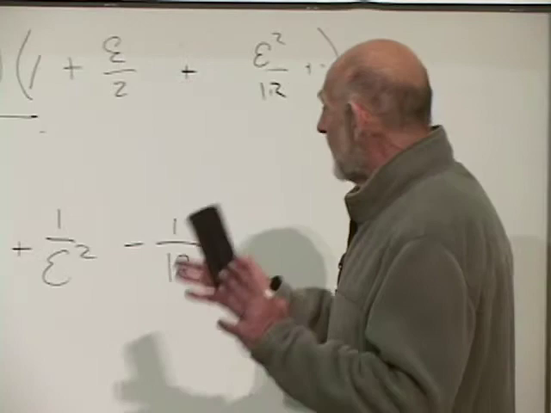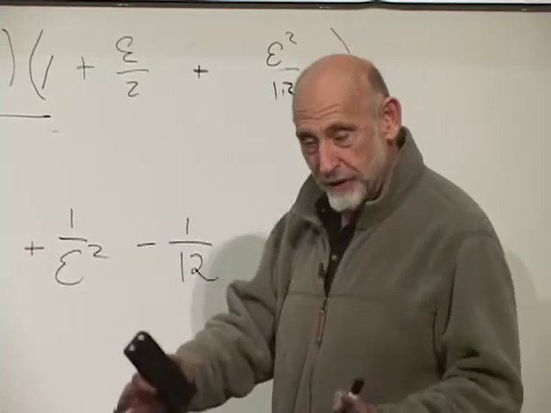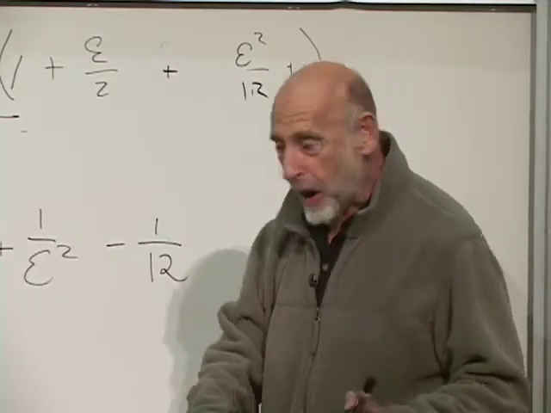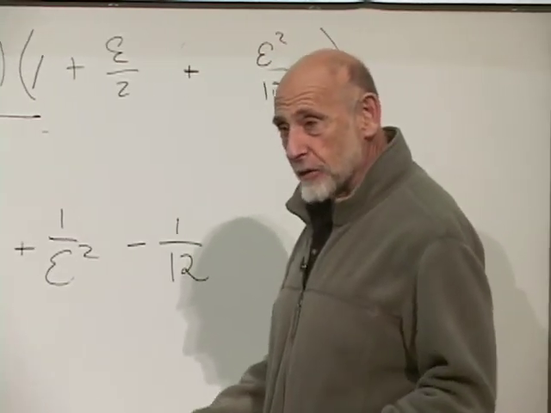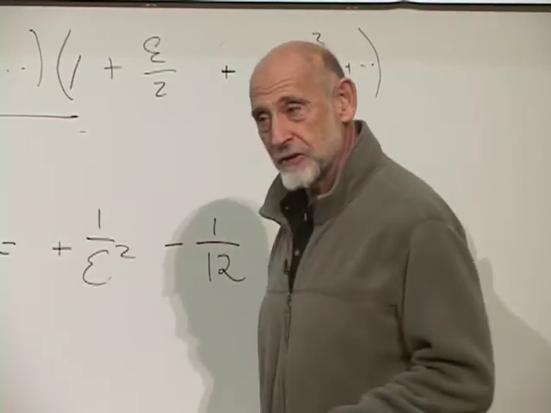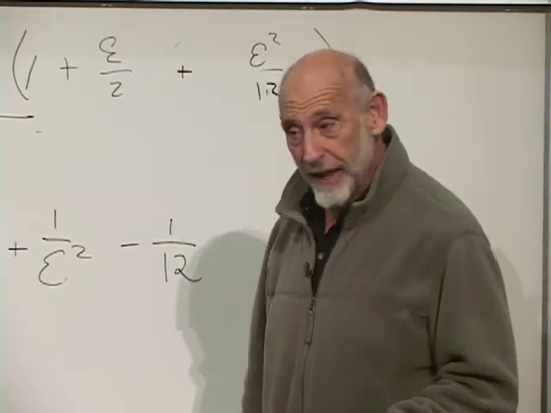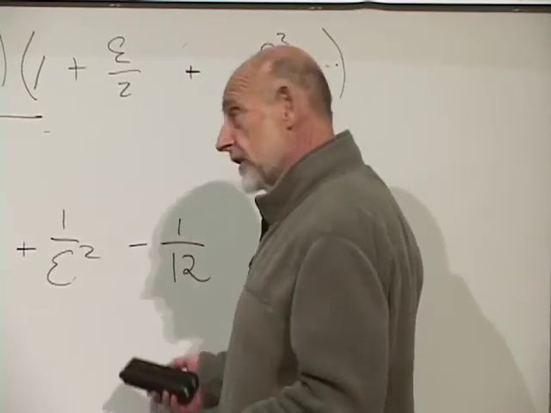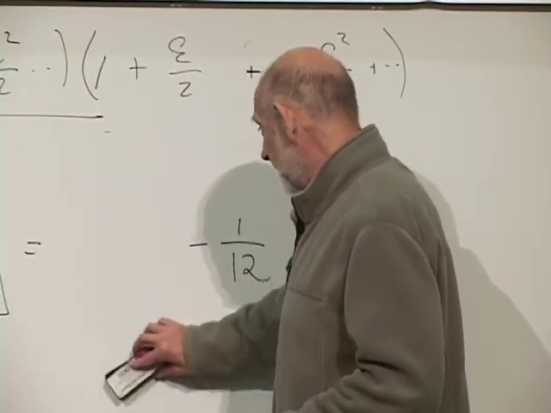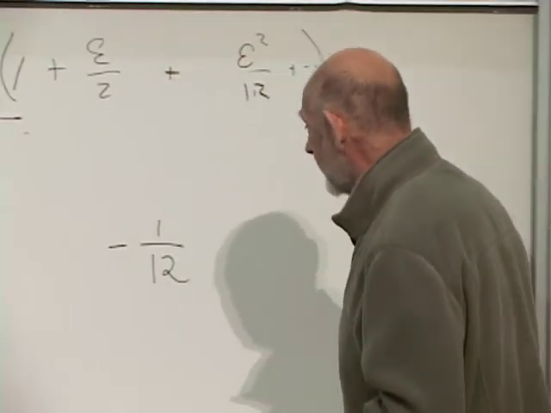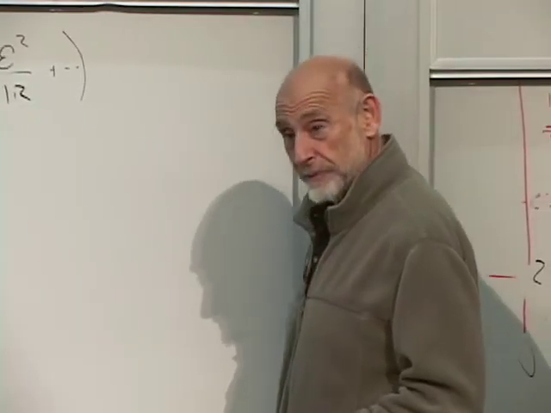Dirac wins, but this is something we will have to come back to and explain why this 1 over epsilon squared. Remember, epsilon is going to go to 0. This is going to be an infinite constant. And in this particular case, the infinite constant really is not important. And I'm not going to pursue it right now. I'm going to tell you the answer is minus a 12th.